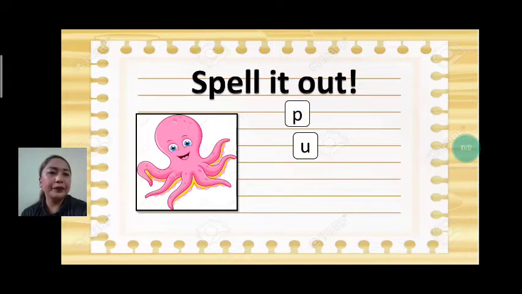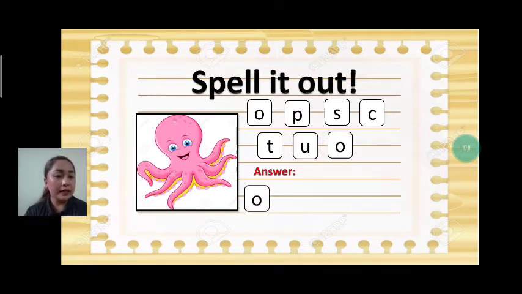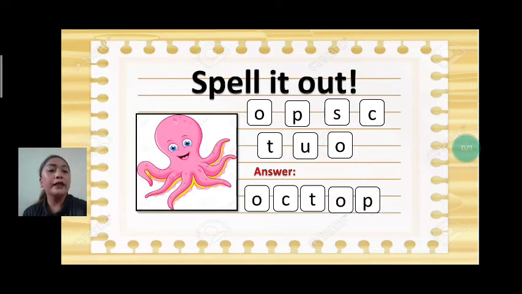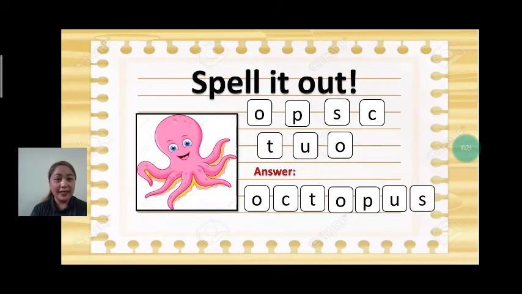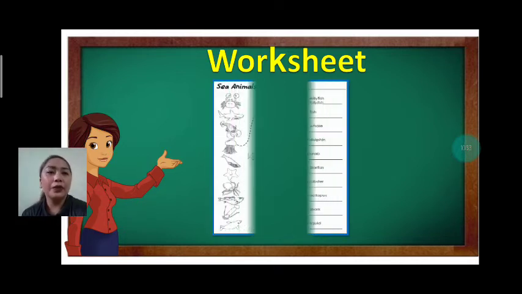The letters are U, P, O, T, C, S, O. Okay, answer. What animal is it? Let's spell it out. O, C, T, O, P, U, S. What animal is it? It's an octopus. Okay, now we are going to answer your worksheets.